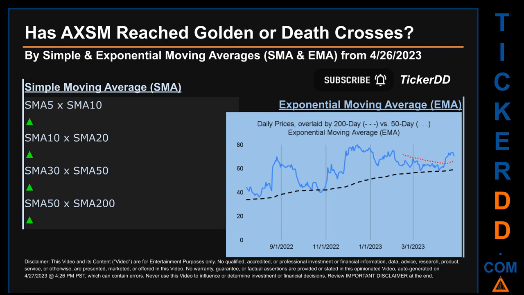For simple moving average, by comparing 50 to 200 days, we found a bullish golden cross signal since the 50-day SMA crossed above the 200-day. Continuing with SMA, we looked across the 5 to 10, the 10 to 20, and the 30 to 50-day ranges to see if golden and death crosses had been reached. We found golden cross signal for the 5 to 10, the 10 to 20, the 30 to 50.